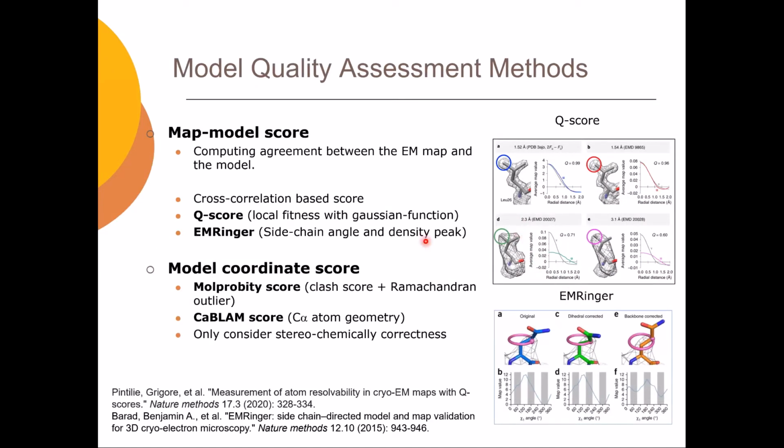We can also compare to other quality assessment scores, including the Q-score, EM Ringer, and Kablam. Q-score and EM Ringer basically compare the density of the map against the simulated density of each atom position and check the overlap. Kablam just checks the geometry of proteins, so it's not checking the consistency against the cryo-EM map. It's checking the protein geometry.